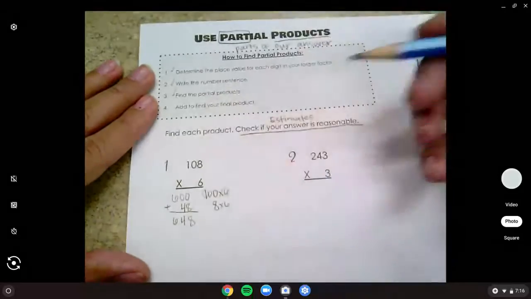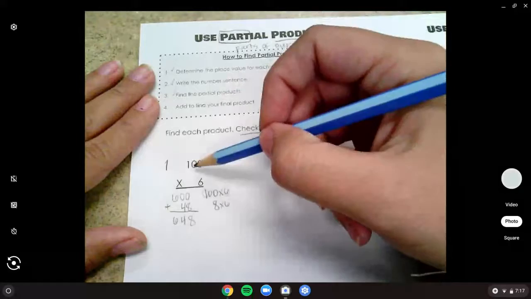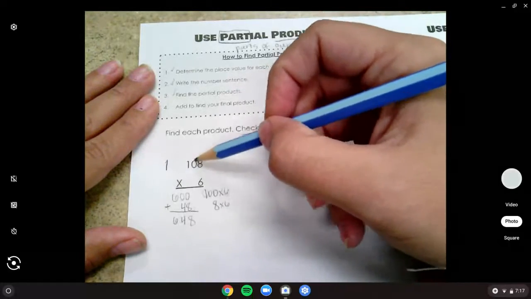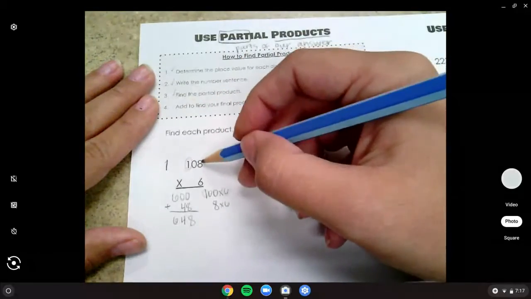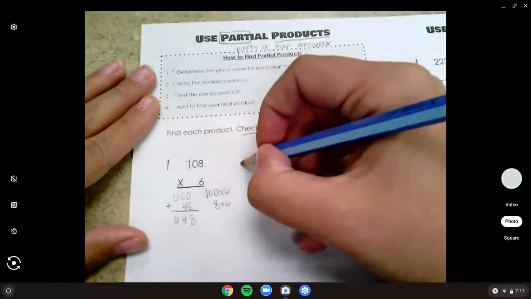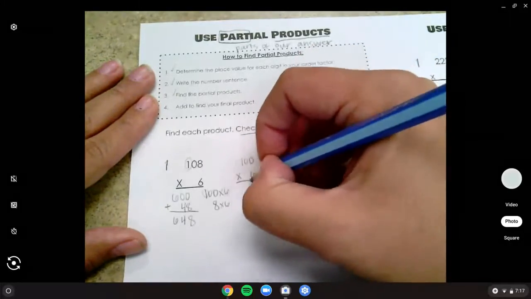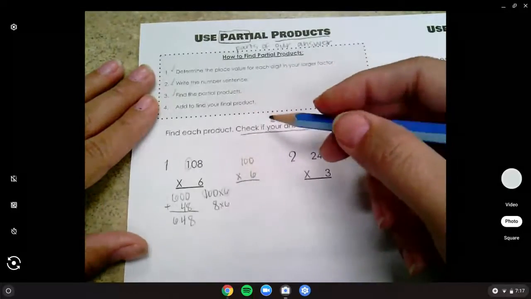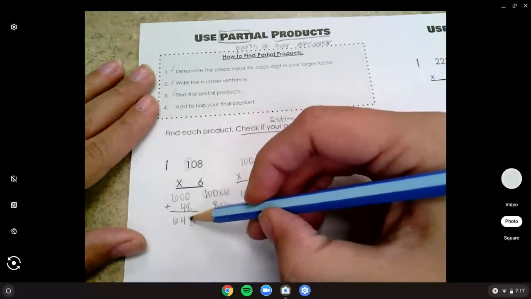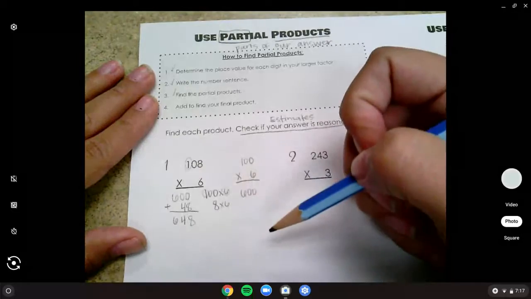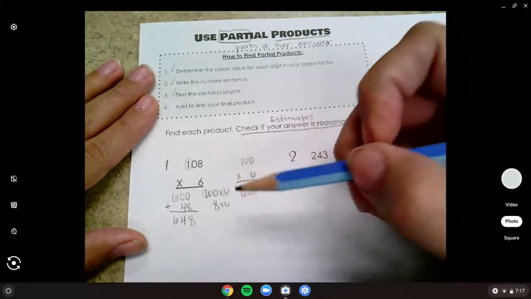All right, now I need to estimate to double check. Remember, when we were estimating our products, we always go to that biggest spot. So 108 would round to 100, right? Times 6, just in between the problems I'm doing this. 100 times 6 is 600. So is 648 a reasonable answer? Yeah, because they're pretty close. They're reasonable.